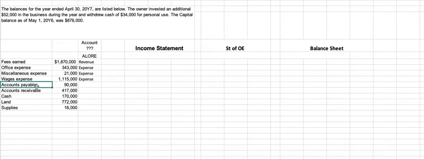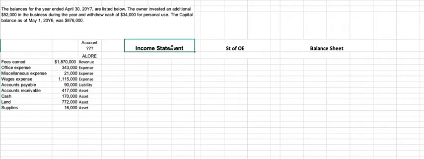Now, accounts payable, that represents money that we owe to other people. And so accounts payable is something that we owe, therefore it is a liability. Accounts receivable is something we're going to receive in the future. It's money we're going to receive in the future, and because we're going to receive money in the future, that is an asset. Cash is also an asset. Land is an asset, and supplies are also assets. So now that we've labeled these accounts, we can start to make our financial statements.